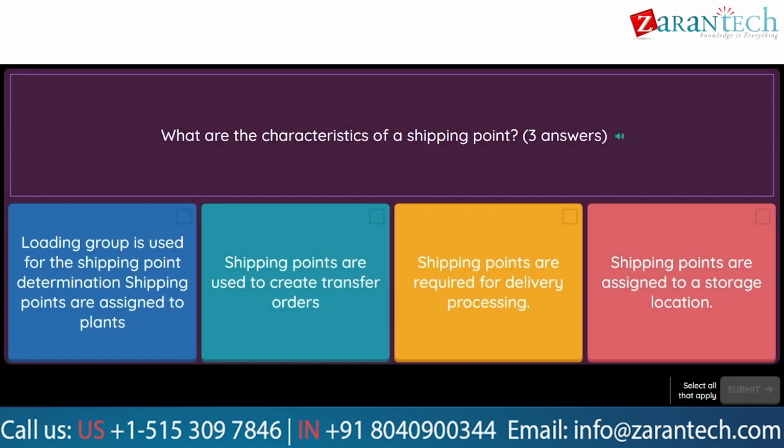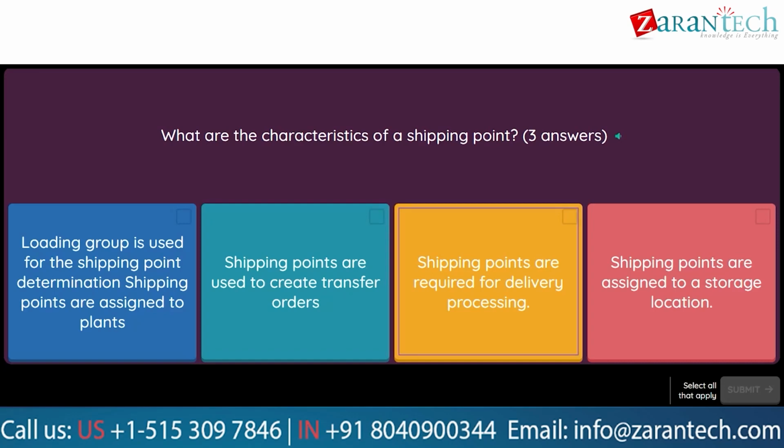Question: what are the characteristics of a shipping point? 3 answers. Option 1 loading group is used for the shipping point determination. Shipping points are assigned to plants. Option 2 shipping points are used to create transfer orders. Option 3 shipping points are required for delivery processing. Option 4 shipping points are assigned to a storage location.